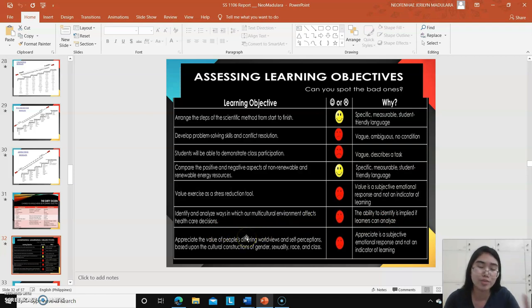We had better use one verb. Next: appreciate the value of people's differing worldviews and self-perceptions based upon the cultural constructions of gender, sexuality, race, and class. This is a bad objective because appreciate is a subjective emotion, and of course, it is not measurable. It is also incomplete. Okay?